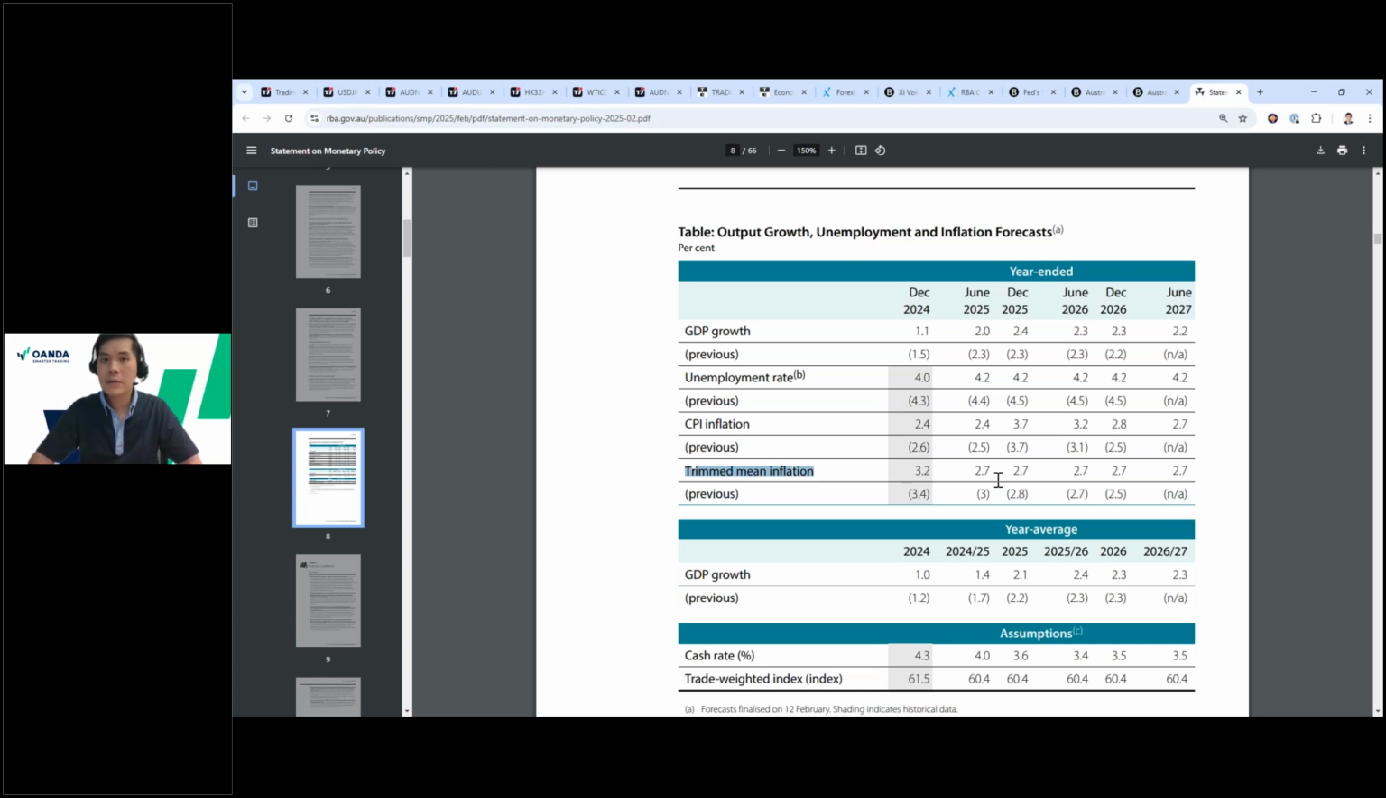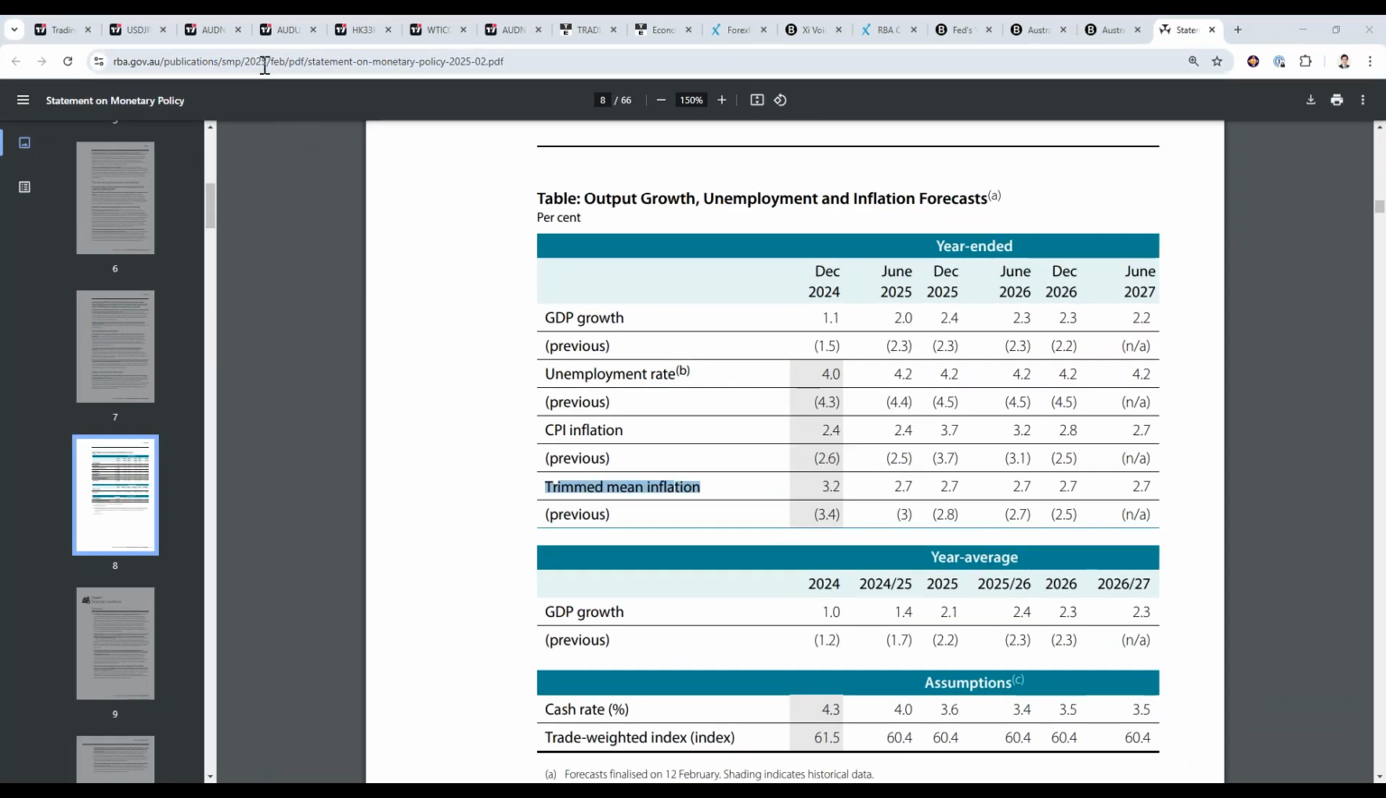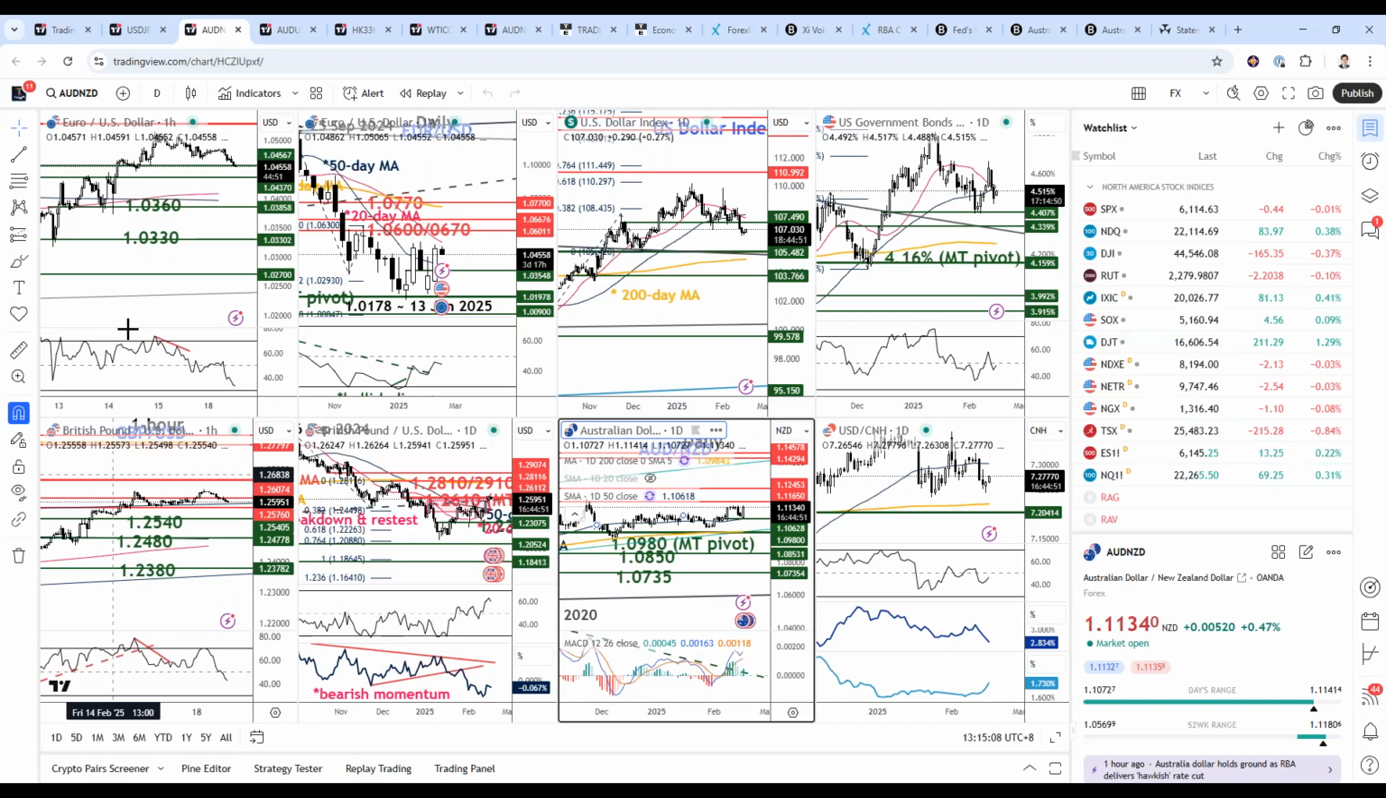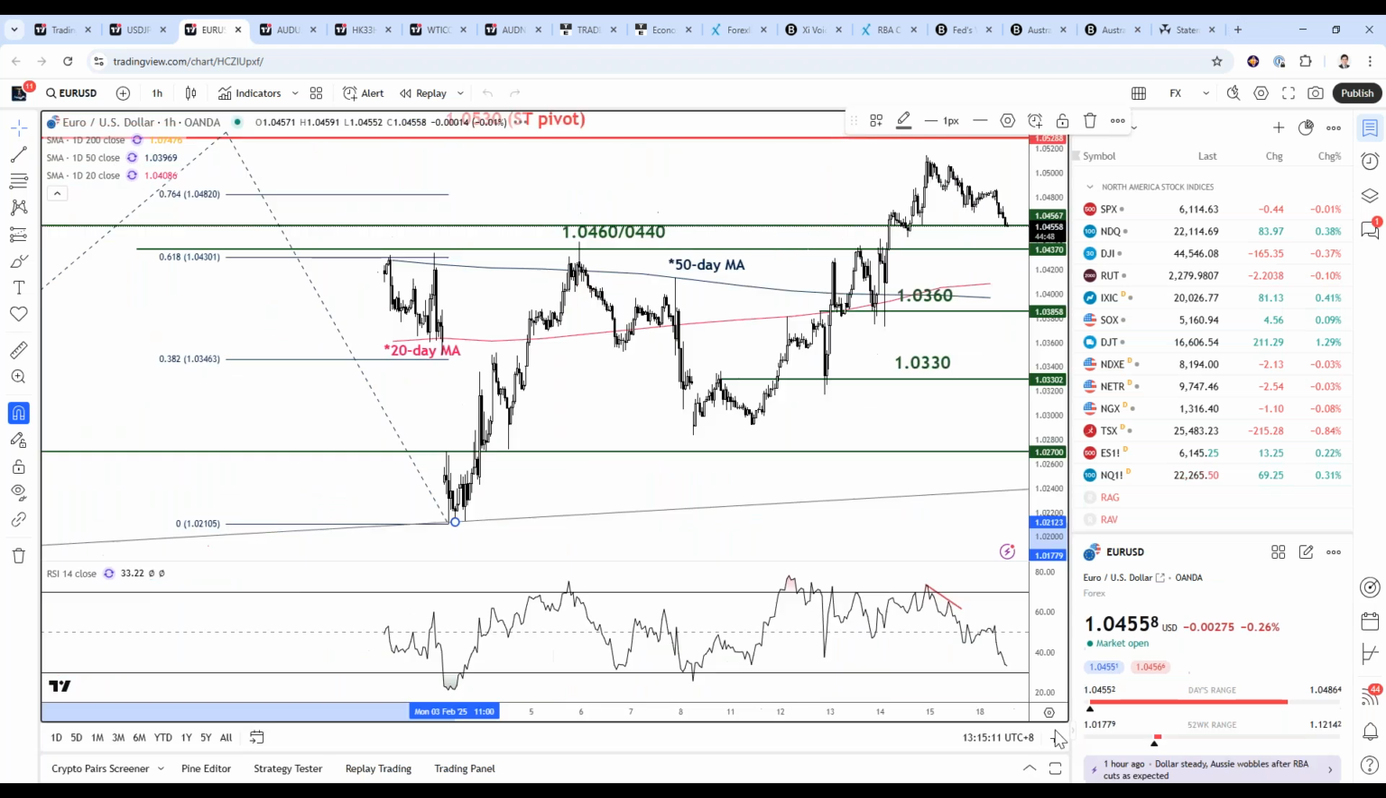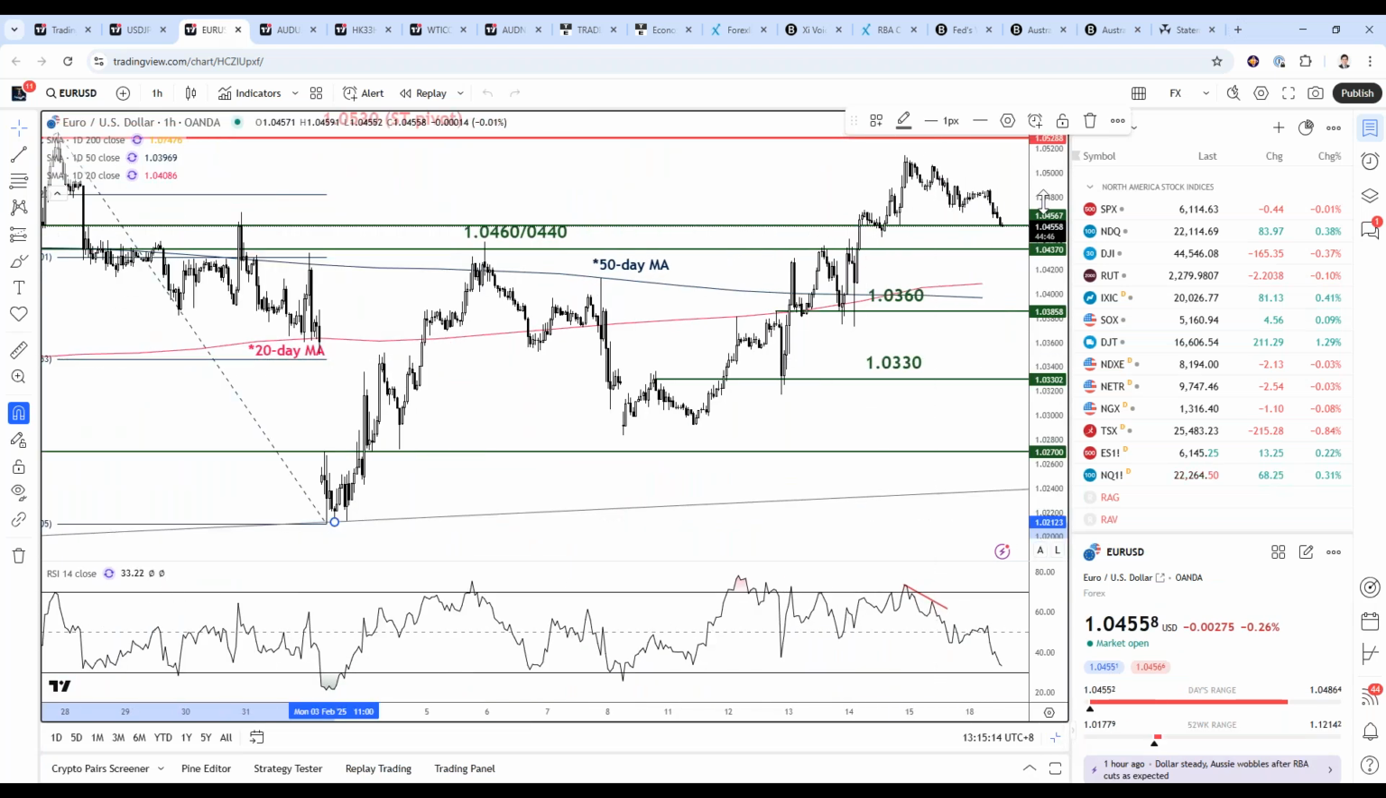Now let us touch on the intraday technical outlook on the various cross asset classes. But before that, let me expand my screen before I touch on the euro dollar so that you could have a better view of the charts themselves. So now let us touch on the euro dollar. Yesterday, if you recall, we had a bearish bias.